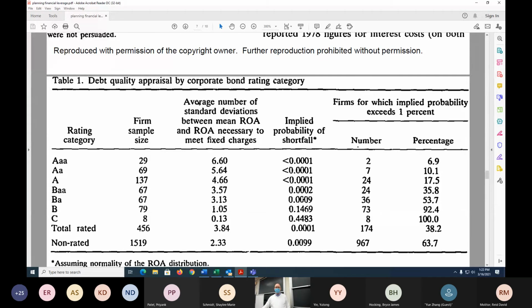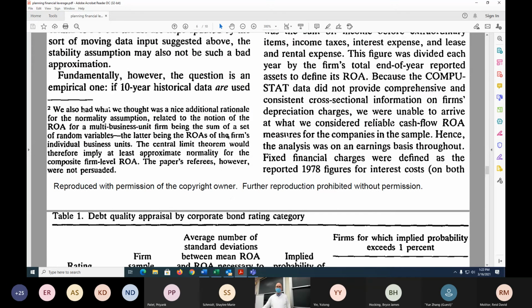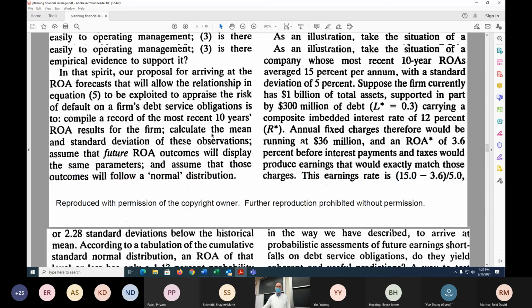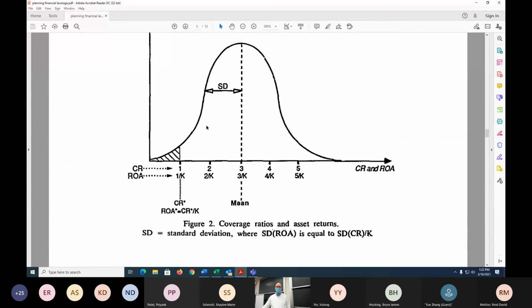Okay. Average number of standard deviations between mean ROA and ROA necessary to meet fixed charges. So, go back up to this graph again. Okay. So if you have a AAA rated bond, the distance from this mean out to where you cover once is 6.6 standard deviations.